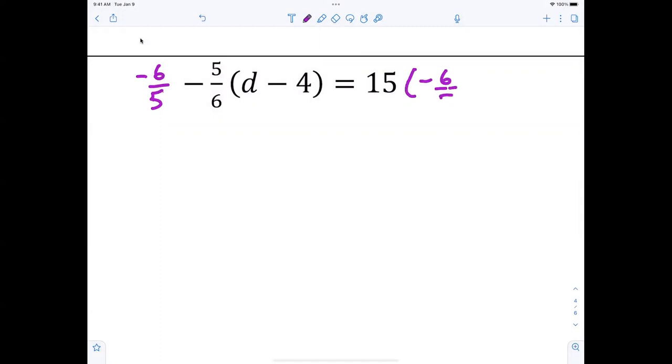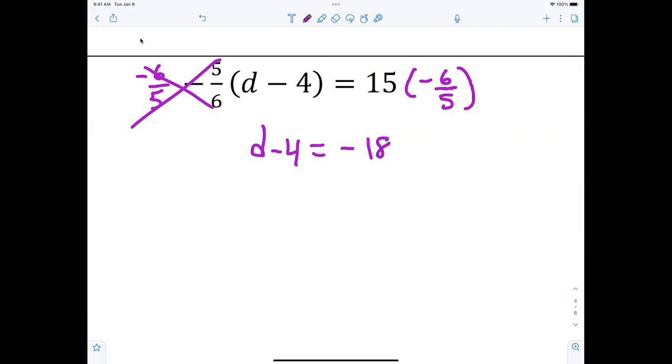Negative 6/5 times negative 6/5. Okay, now it's judgment day. Can you multiply fractions properly? So what does that equal, please? 18. What kind of 18? Negative. Don't forget your negatives. Now what? Oh, yeah, add 4. Add 4.